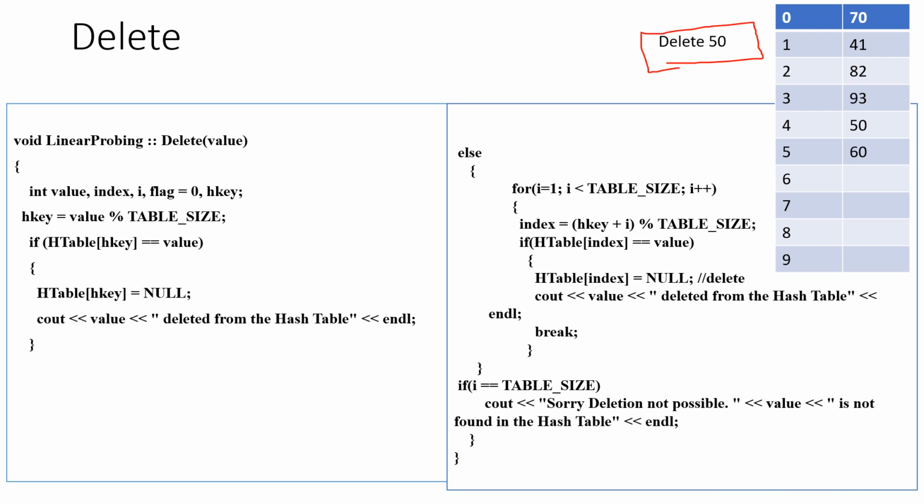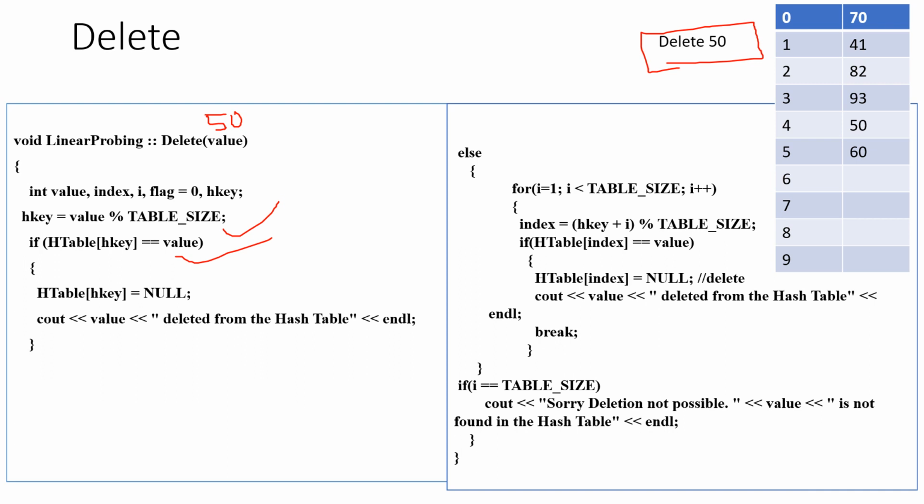Now what will I do? I will pass 50 here. Then I calculate the index of 50, so I got index 0, right? Now I'll check whether 50 is there at the 0th index. Here I have given: if hash table of key equals 50. What is the key's hash value? H of key equals 0.